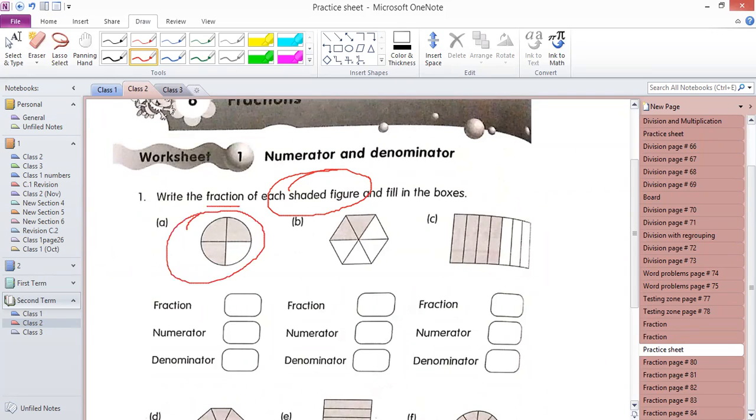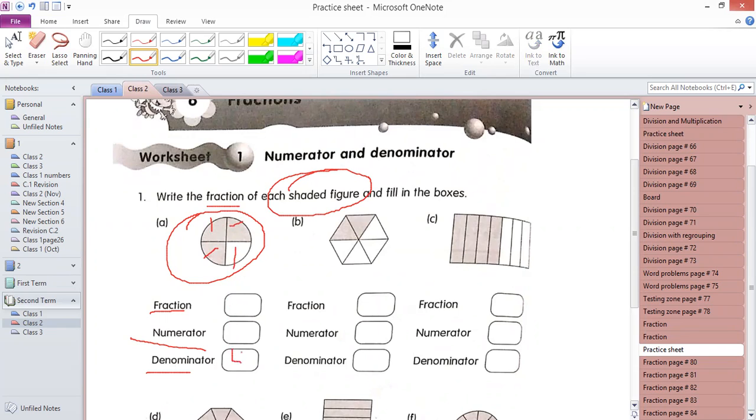This is the figure. You have to write its fraction. What is the numerator? What is the denominator? And so on. First, I will do A for you. For B, I will ask you. So first I will write the denominator. Denominator tells you the total number of equal parts. How many total equal parts are there? 1, 2, 3, 4. There are 4 equal parts.